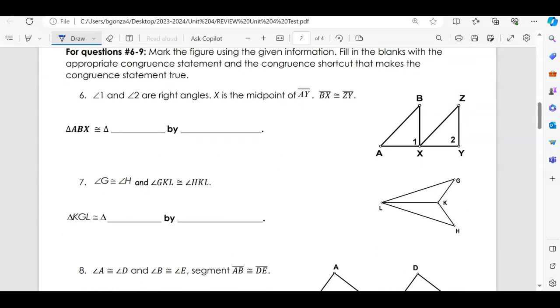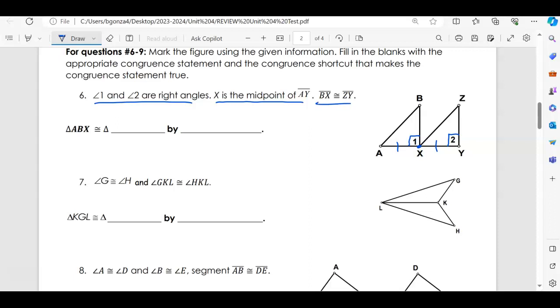All right. We got to label stuff on these next ones, 6 through 9. So it says 1 and 2 are right angles. Let's go ahead and put that. Now it says X is the midpoint of AY. So X is the midpoint. That means that this is a tick and this is a tick. Midpoint cuts it in half. The halves are the same.